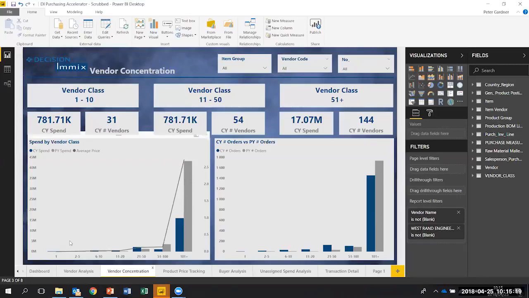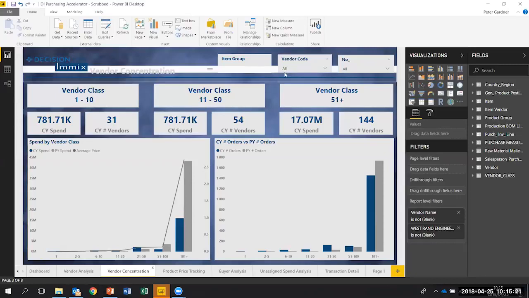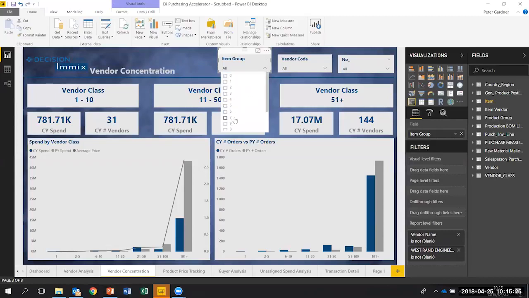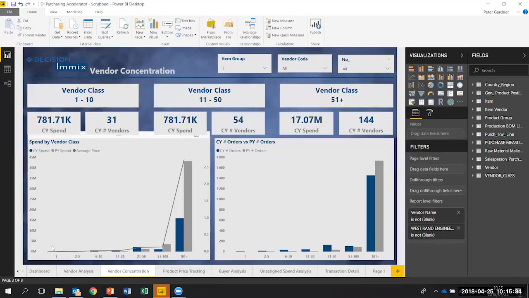So if we do select an item group here, let's go, I think we chose item group 7 earlier. So we select this item group. We can see that they've had 31 vendors that they've transacted with 10 times or less so far this year.